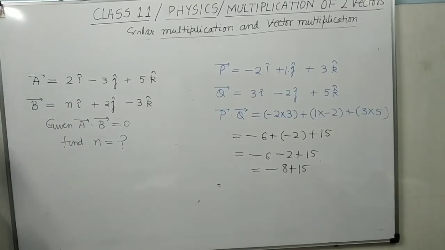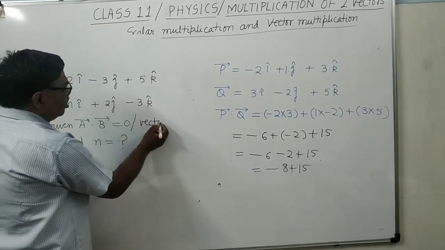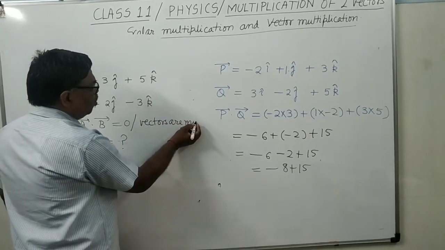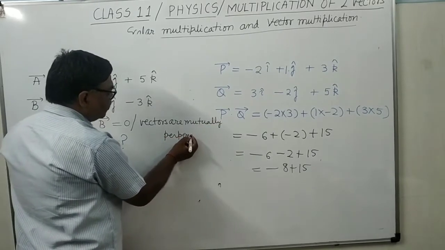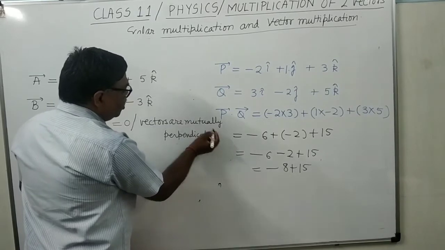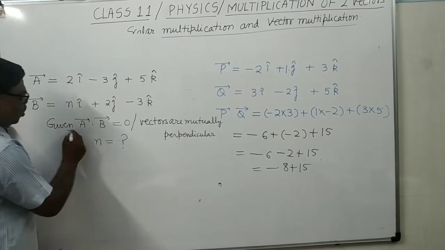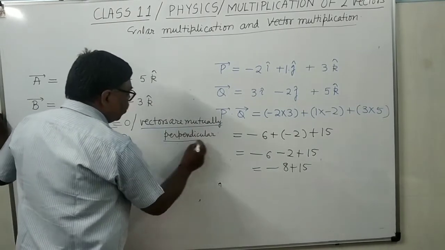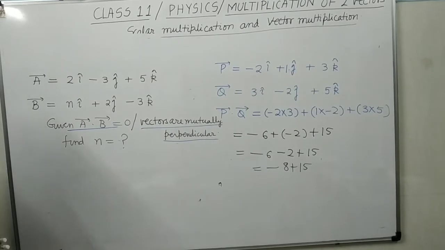It is clear. So how will you find the value of n? Since it is given that vector A dot vector B is 0, or instead of this it is given that the vectors are mutually perpendicular, both are equivalent. Perpendicular means theta will be 90, their dot product will be 0. It is clear. Just now I have explained.